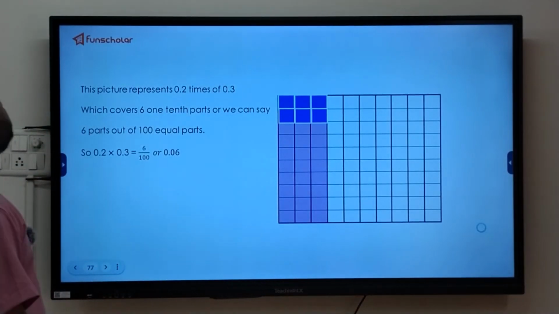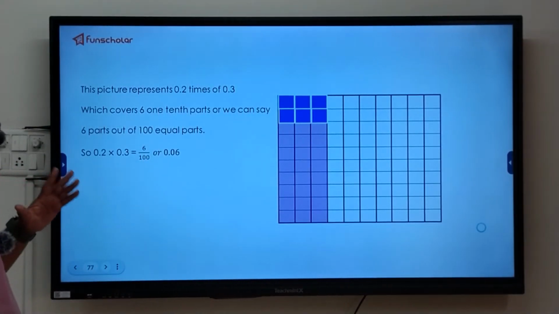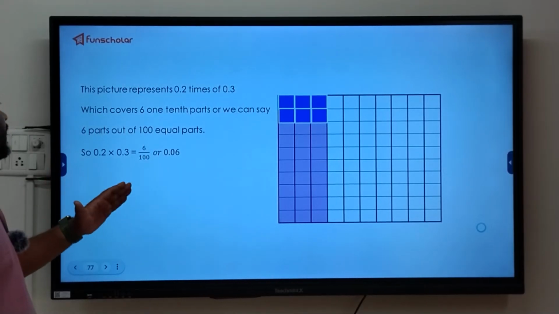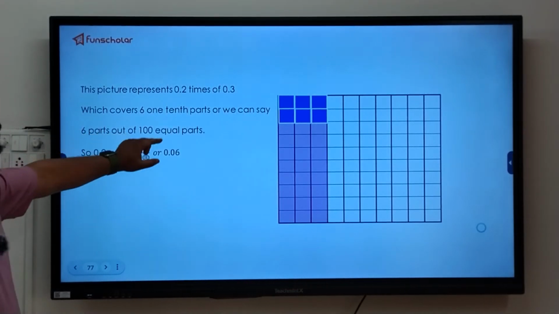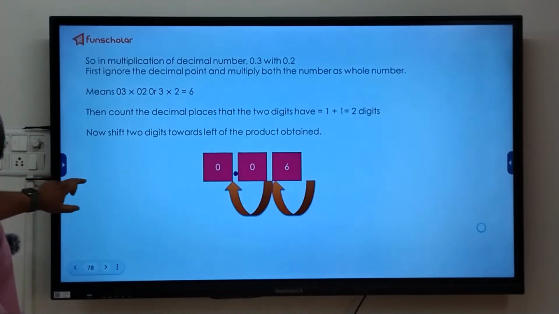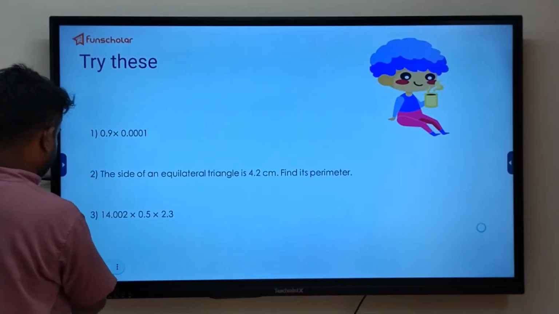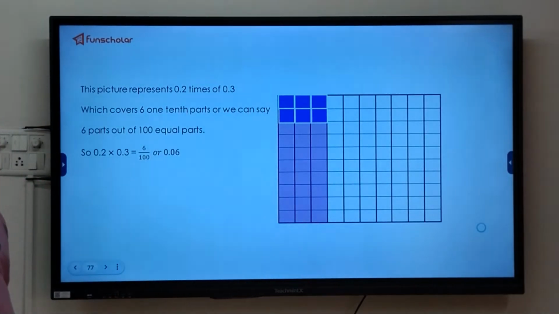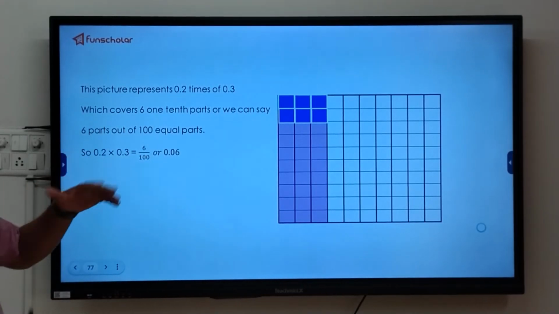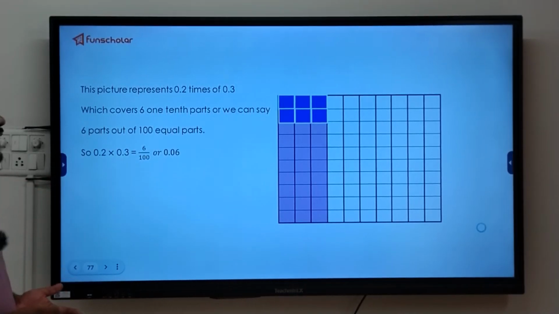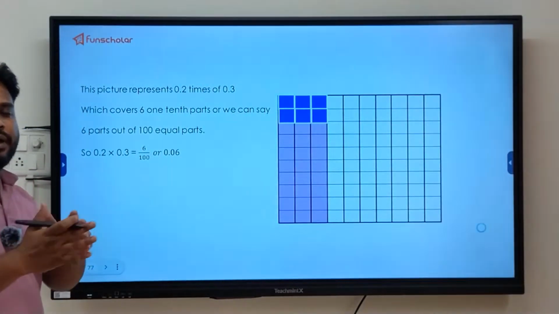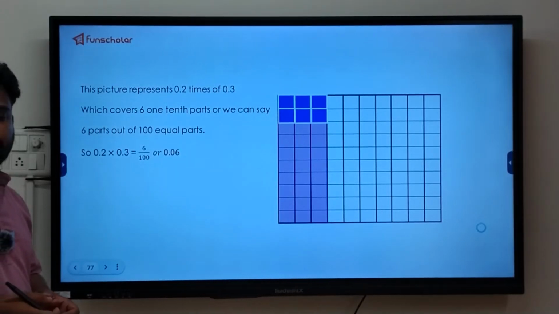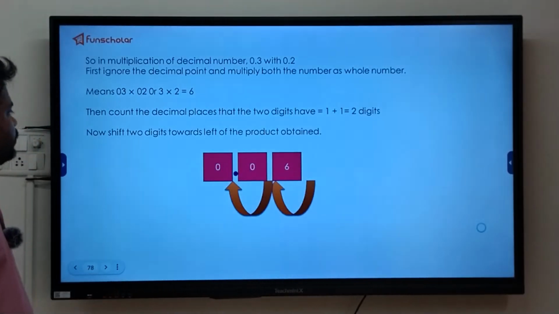Okay, this picture represents 0.2 times of 0.3, which covers 6 parts out of 100 equal parts. So the answer will be this. We have already done it in the normal numerical process, and here they have done it by drawing squares and separating the squares into small boxes. Okay, let's go to the next one.